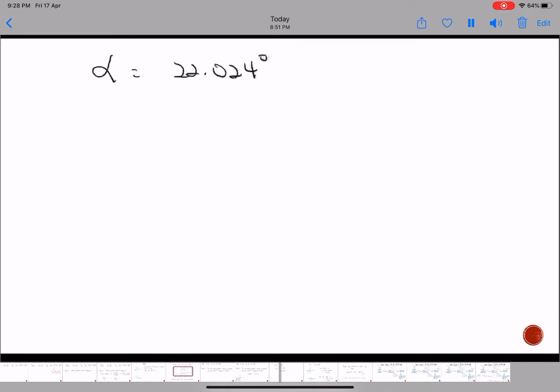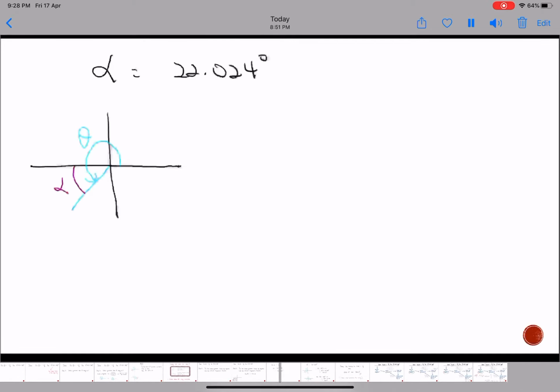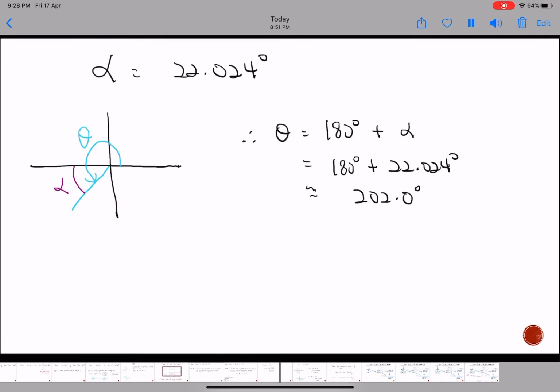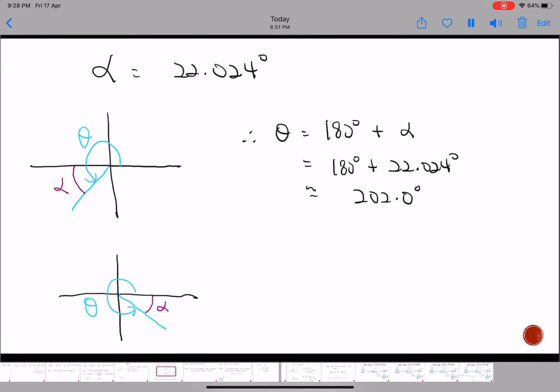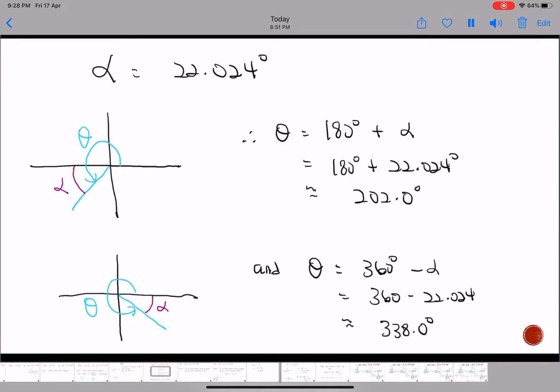Now we have found our alpha. We can find the angle in the third quadrant, which is just 180 plus alpha. So I get 202.0 degrees. In the fourth quadrant is 360 minus alpha. So 338.0 degrees. When you deal with angles in degrees, always round off to one decimal place.